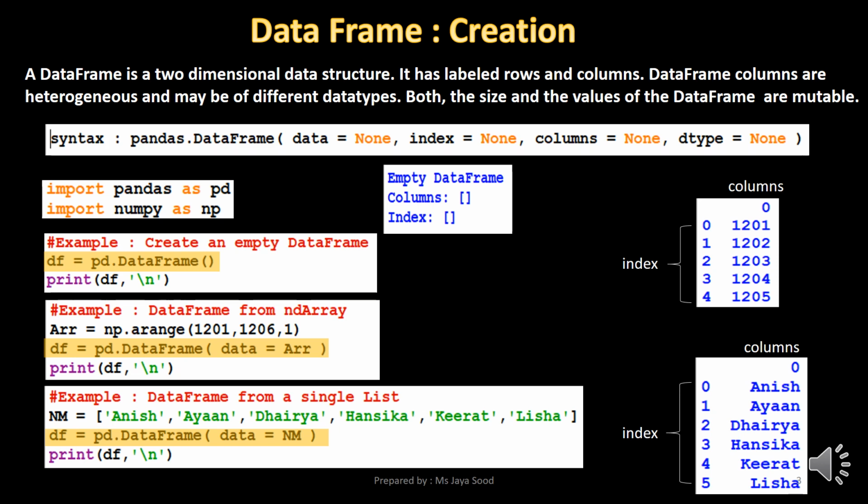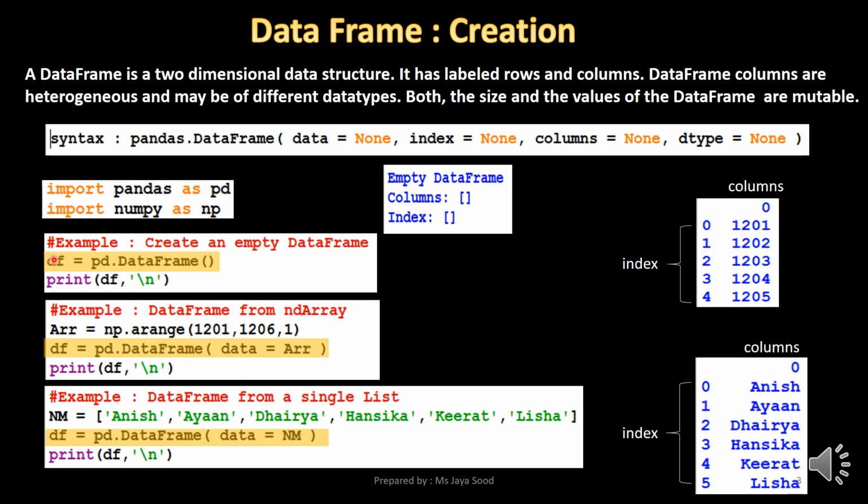You may create a data frame by invoking the constructor method with four arguments, namely data, which may be an ND array, a list, a dictionary, or a series; index, which are the row labels; columns, which are the column headings; and dtype, which is the data type of values in the data frame. You need to install pandas on your device and import pandas in your script.